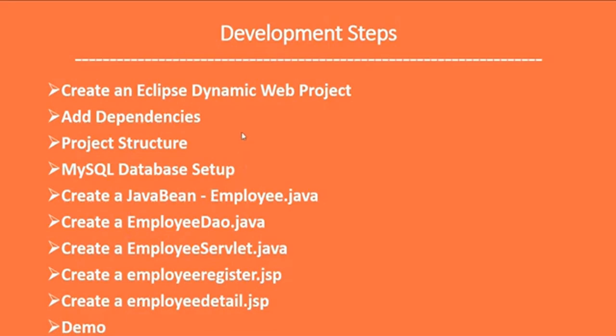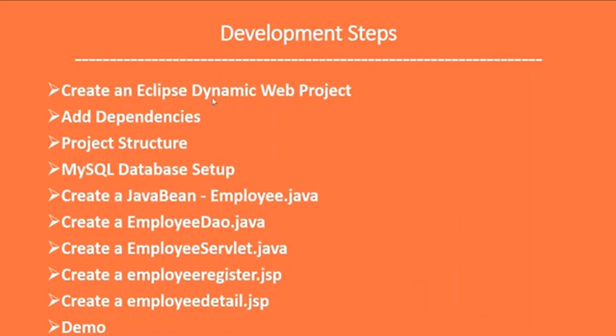Alright, so as I mentioned, we are using a model view controller design pattern. So employee bean acts as a model layer, and employee DAO is a DAO layer. Employee servlet acts as a controller layer, and employee register and employee details, these two JSP pages act as a view layer. Alright, now let's implement these steps one by one.